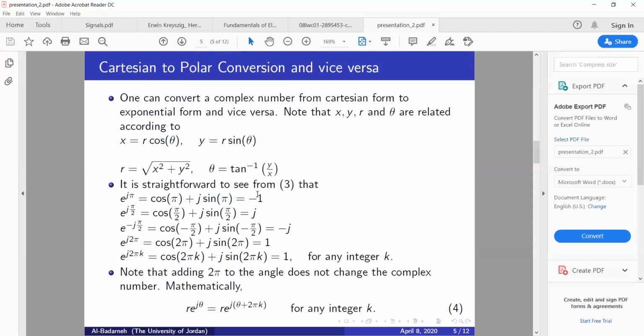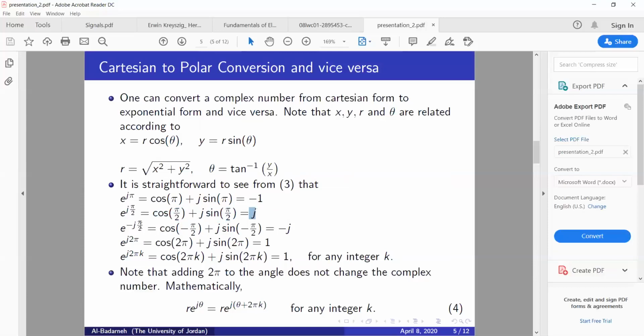By the way, this is known as the queen of all equations: e to the power j pi plus 0 plus 1 is equal to 0. Now, it turns out also from the exponential form that e to the power j pi over 2 is cosine pi over 2 plus j sine pi over 2. Since cosine pi over 2 is 0, we end up with e to the power j pi over 2 equivalent to j sine pi over 2, which is 1, so this is nothing but j.